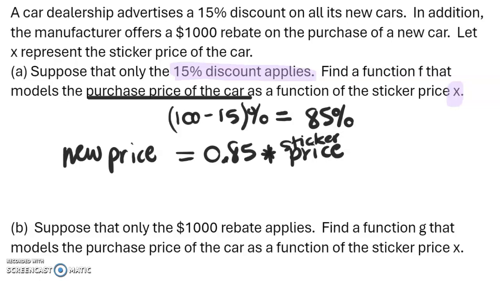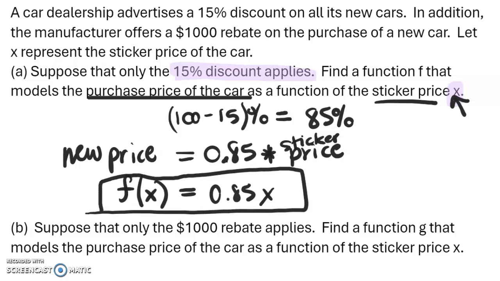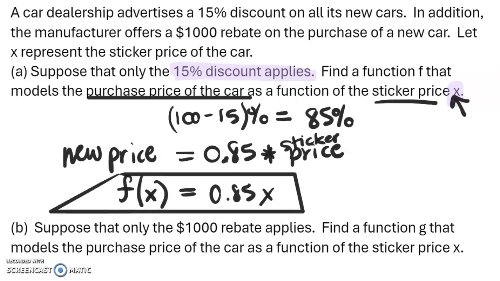So writing that in function form with x as your input would look like this. It told us to use f for the function name, and the sticker price is x. So I'm going to say f of x equals 0.85 times x. So this would be the model for that description in part A.